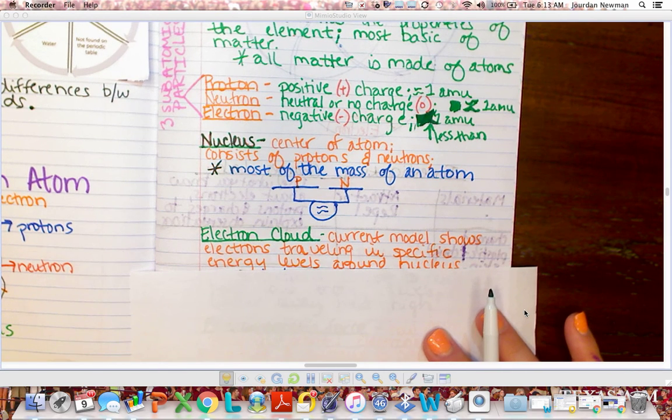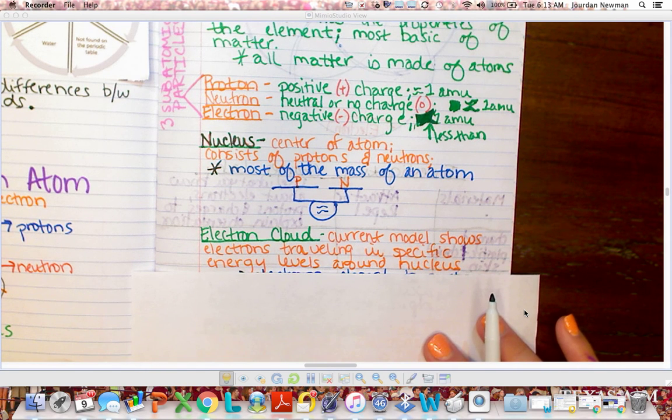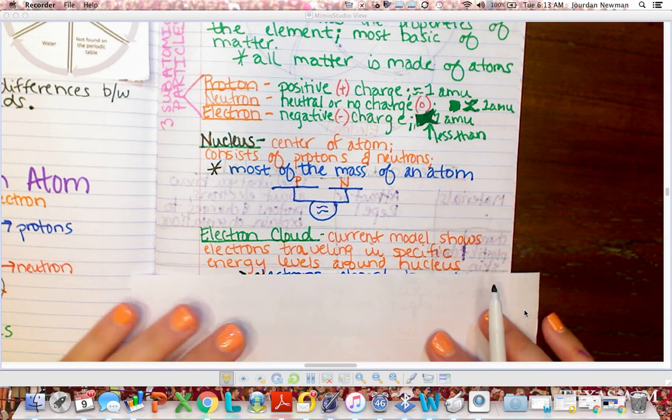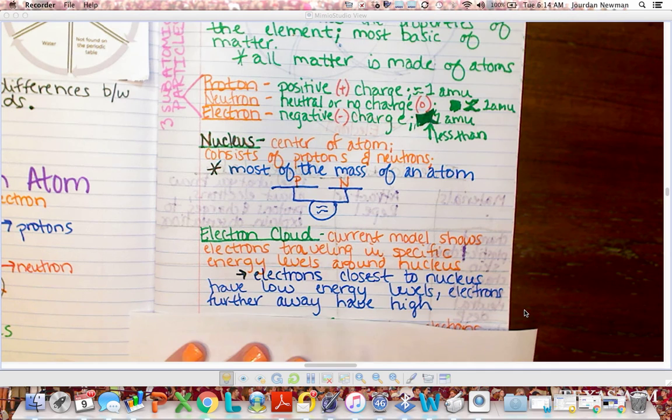Okay, then we have our electron cloud. Our current model shows that our electrons are traveling in specific energy levels around the nucleus. Again, they're not nice, neat circles. We kind of have to draw them a little bit like that so that we can see them and make a good model for us to use, but that is a limitation of the model that we draw. It's not exactly like the real atom.